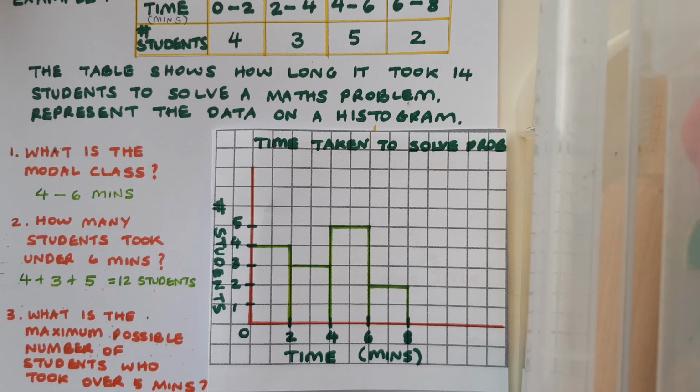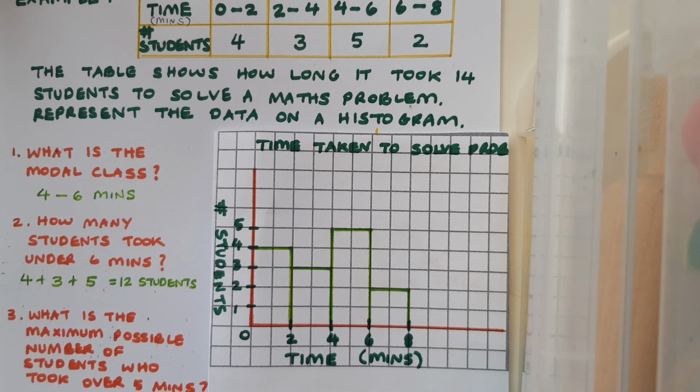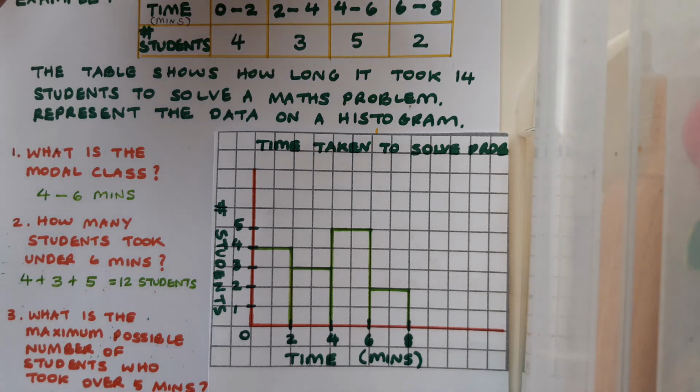And finally, we might see a question like this. What is the maximum possible number of students who took over 5 minutes? Again, really, we're referring back to our grouped frequency distribution table here. So who could have taken more than 5 minutes? Well, this group at the end definitely took more than 5 minutes because we know that they all took between 6 and 8 minutes to complete the puzzle.